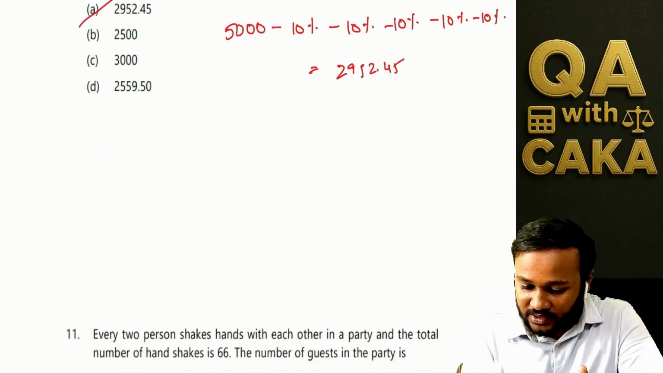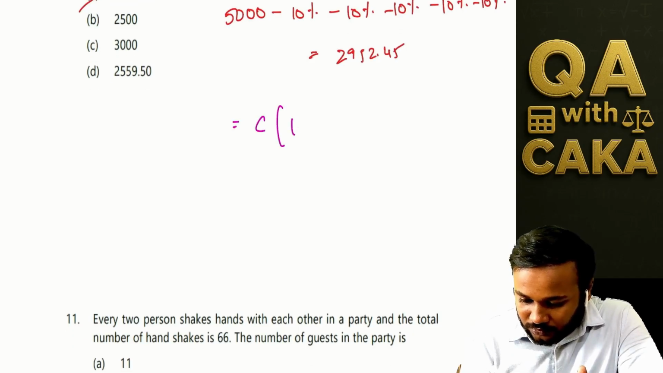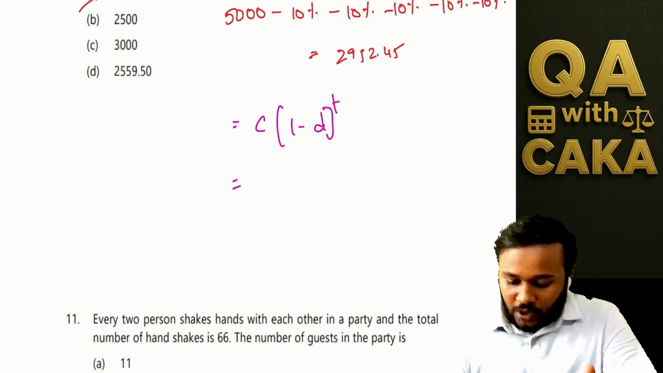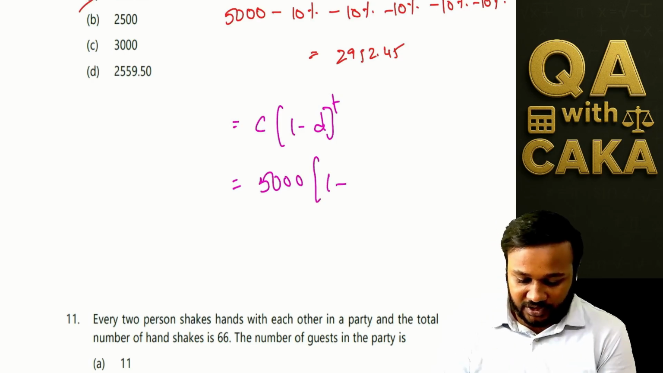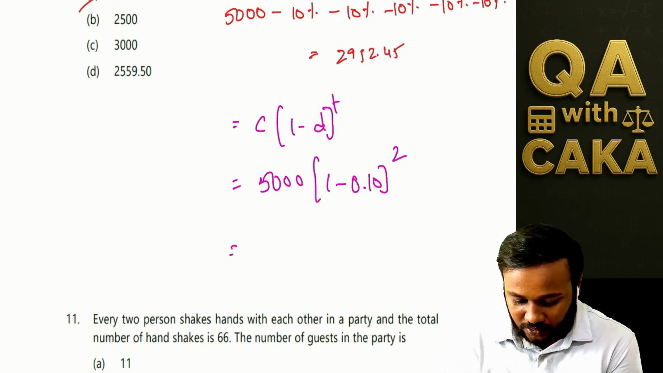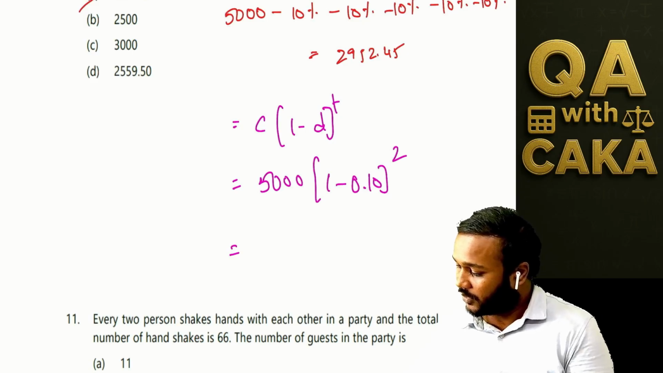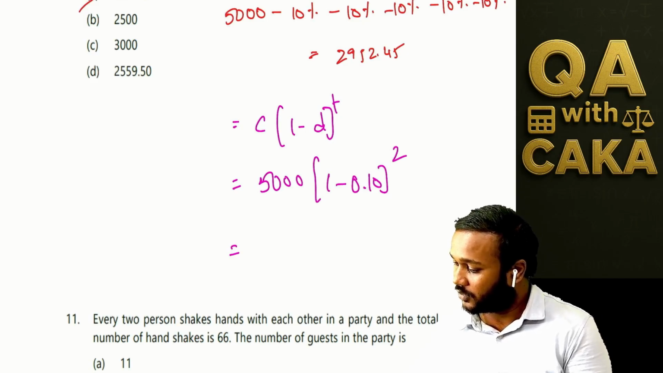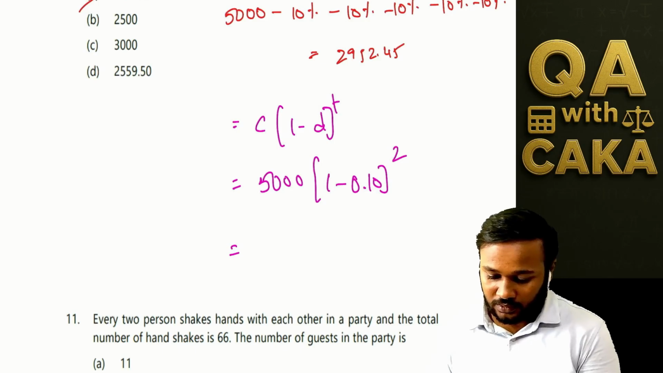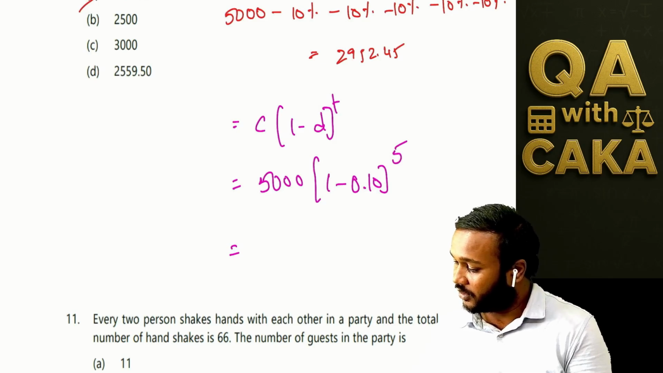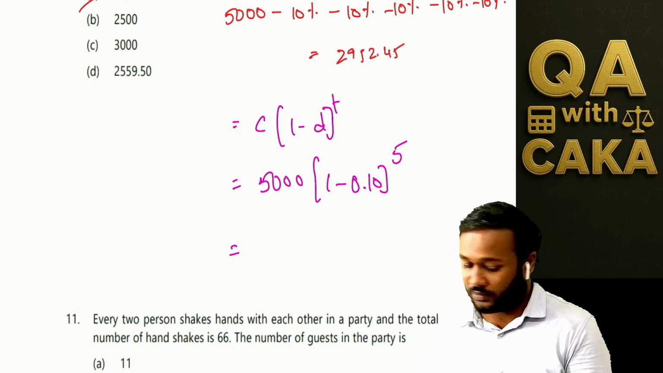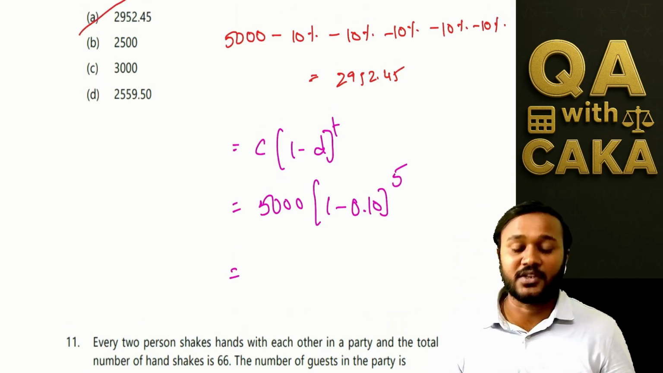There is another formula also in this case. Let's solve with the formula also. Now what is C? 5000. What is D? The interest rate, which is 0.10. Let's solve this. 0.9 into equal to. So this is not square, sir. This is for 5 years. Sorry, my bad. 1 minus 10% into equal to. So exactly, I'm getting the same answer, 2952.45.